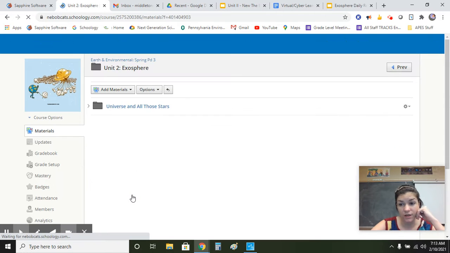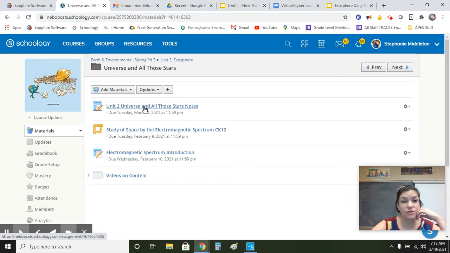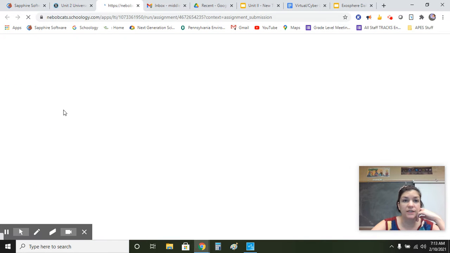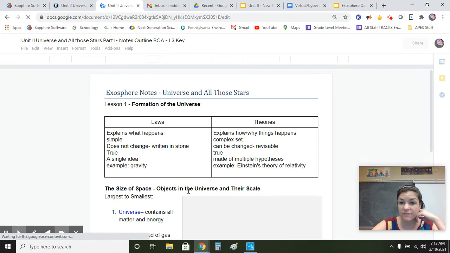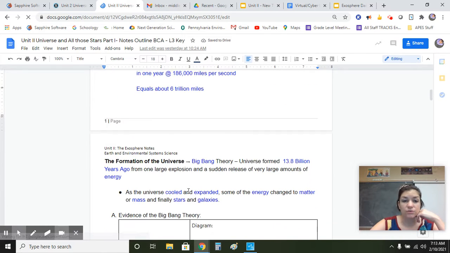Today we're going to move on in our notes to the formation of the universe. So go ahead and get your notes out. Should be in universe and all those stars. You should already have stuff highlighted. So we're going to go down to page 2.